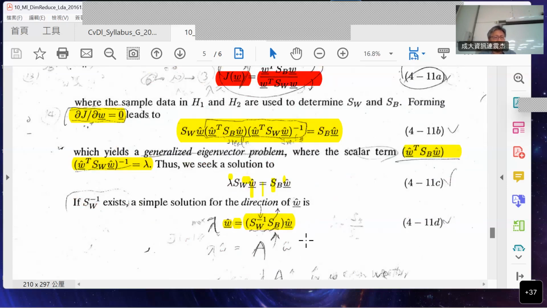So that means constant times vector equals the other matrix times W, an eigenvector problem. So W, we can solve this one. Optimize this kind of optimization process. And this process can use singular value decomposition to solve it.